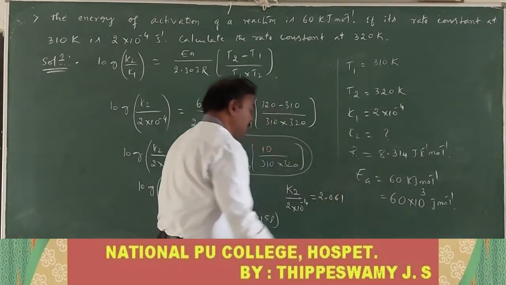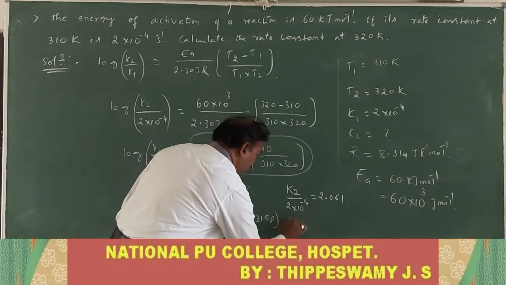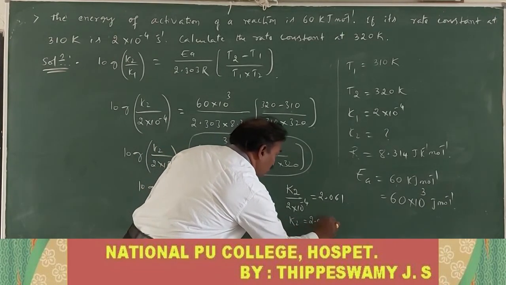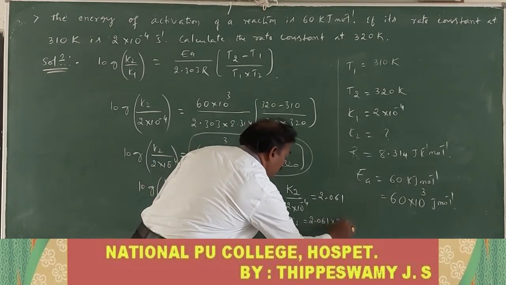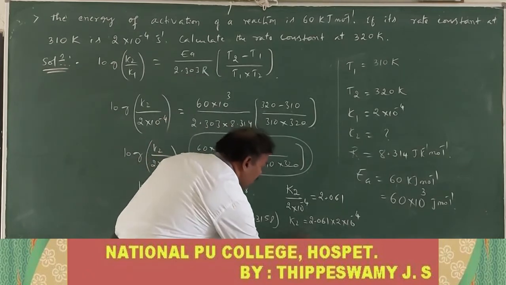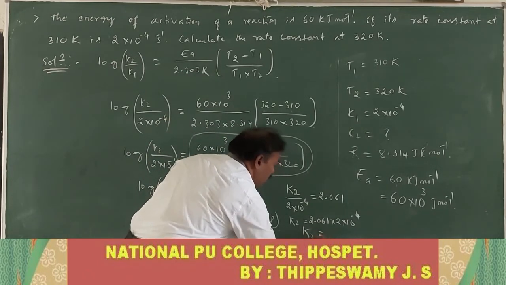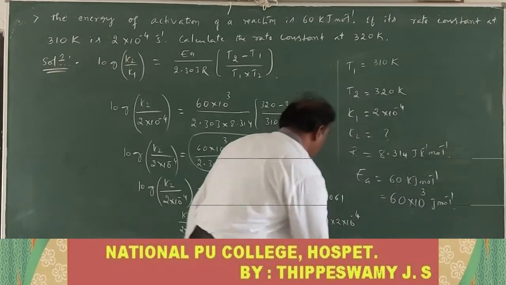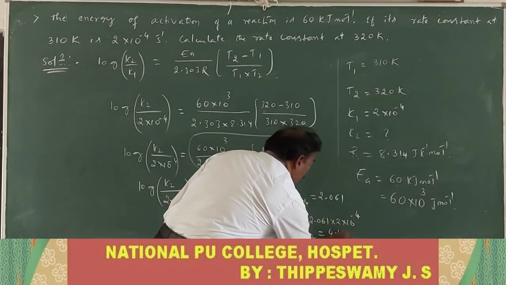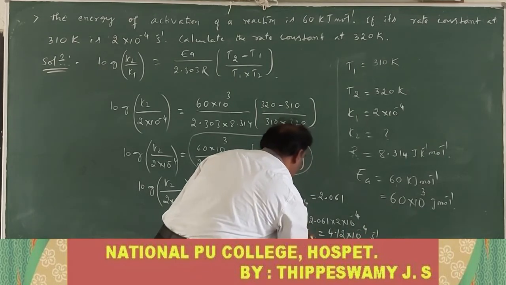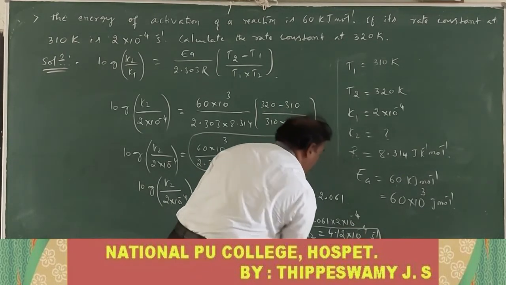2.061 you are getting. Then finally, what is the value of K2? K2 is equal to 2.061 into 2 into 10 to the power minus 4. Can you tell me what is the final answer? K2 is equal to, simplify and tell me the final answer. So, 4.12 into 10 to the power minus 4 per second. So this is the value of K2.